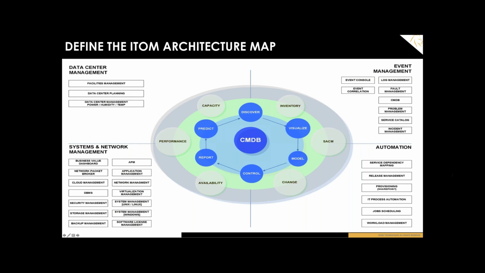So question from Henry. Henry says, again, getting buy-in from all the teams that will have to participate in the initial data collection, and how do you get the ongoing commitment to keep the data current? So the only way to keep the data current is to put a good process in place.